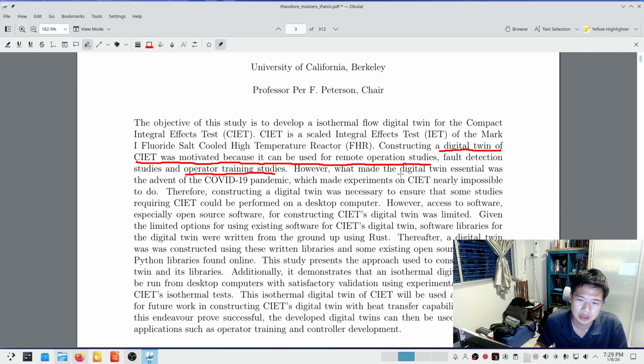What I actually want to highlight here is that the COVID-19 pandemic was what made this digital twin construction so essential, because experiments were nearly impossible. So I wanted to make this real-time simulation that can simulate CIET on a desktop computer. Of course, at that time open source software for constructing this was very limited.